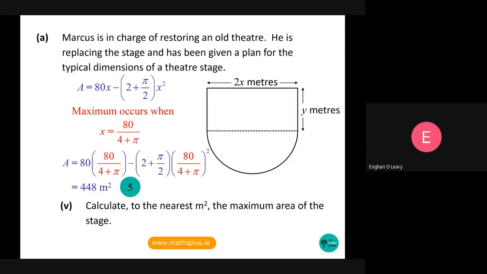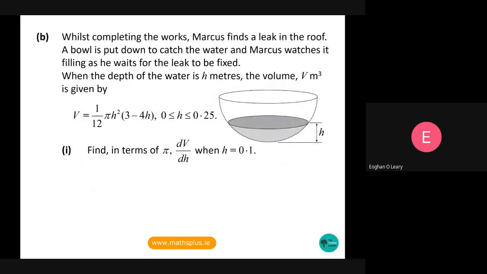Okay. Now the next thing I'm going to say is very important for the real exam. You're going on to part B. Now the context of the question is still the same. It's talking about Marcus, it's talking about the theatre, but really part B is a separate part to part A. So to a certain extent, you can forget about part A when you're doing the rest of this question, because it's dealing with a different function.